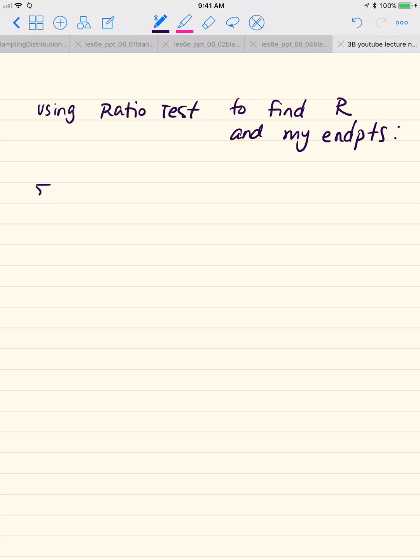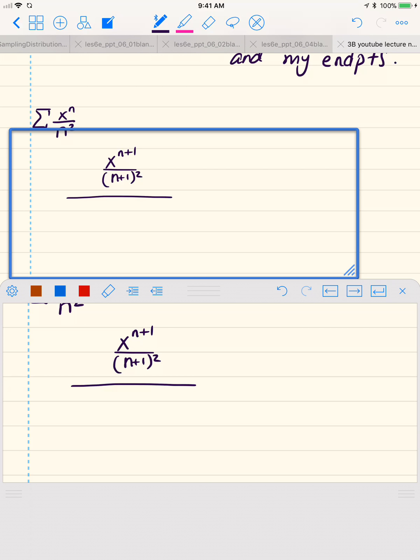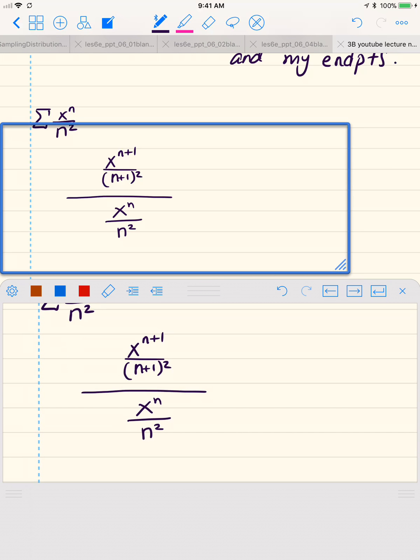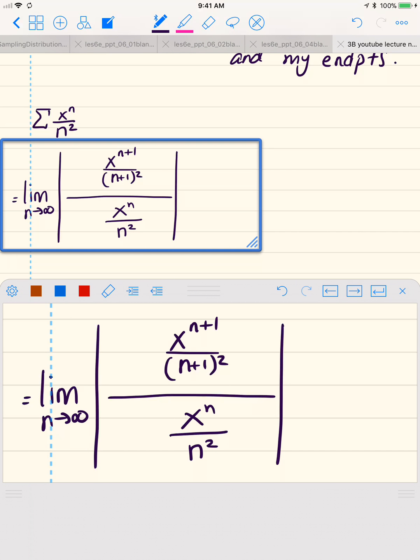Okay, so I've got my series, and it is x to the n over n squared. So using the ratio test, I'll have x to the n plus 1 over n plus 1 squared divided by x to the n over n squared. I want to take the limit as n goes to infinity of the absolute value of this. This is going to be my L. Right, so this is equal to L.